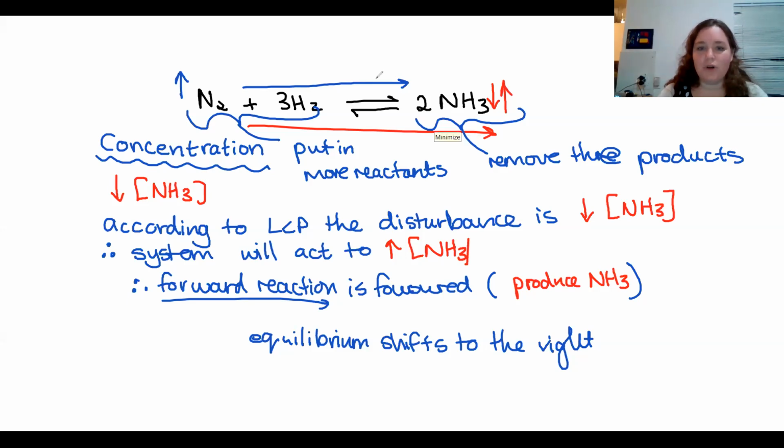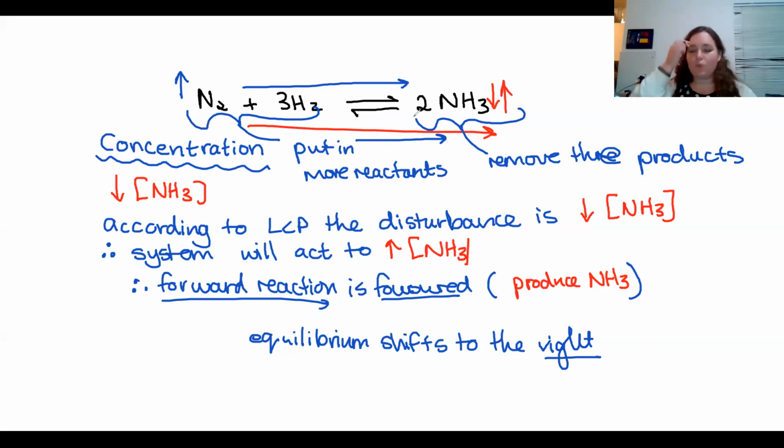In this case, because the forward reaction was favored, it's the direction that it's pointing in. So the equilibrium will shift towards the right. Sorry, that was just me quickly answering a question. All right, ladies and gentlemen, these are the factors which will affect a disturbance.